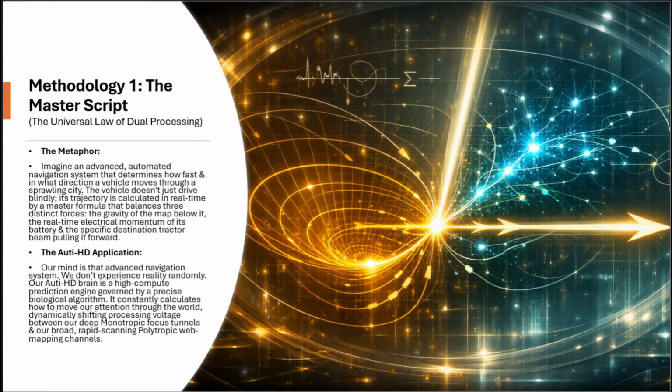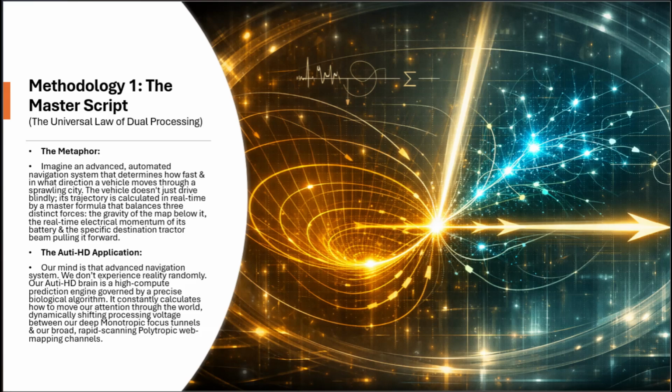Methodology 1. Master script. Universal law of dual processing. Metaphor. Imagine an advanced, automated navigation system that determines how fast and in what direction a vehicle moves through a sprawling city. The vehicle doesn't just drive blindly. Its trajectory is calculated in real time by a master formula that balances three distinct forces: the gravity of the map below it, the real-time electrical momentum of its battery, and the specific destination tractor beam pulling it forward.